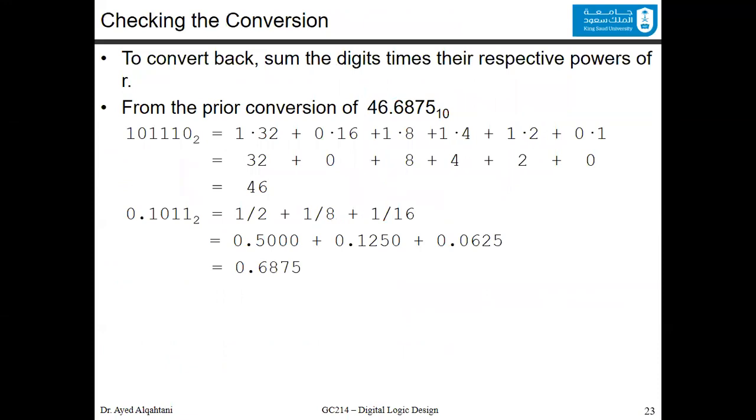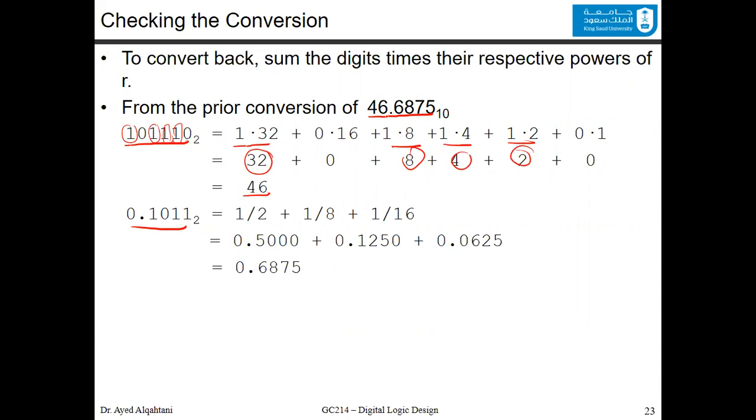Now, to check the conversion, one easy way is to convert back. So if we want to check this conversion that we just did, we know that this is the integral part after we did the conversion, and this is the fraction part. So what to do? Convert it back. If you convert it back to decimal, I'll only consider the ones, and these are the 2, 4, 8, and 32. If you add 32, 8, 4, and 2, it becomes 46. So the integral part is correct.